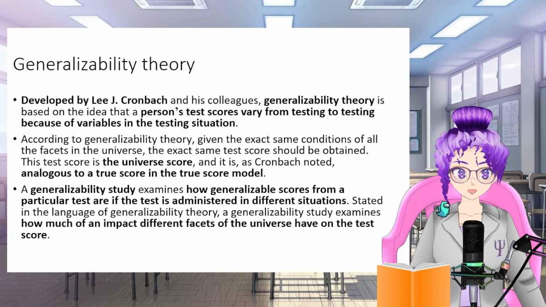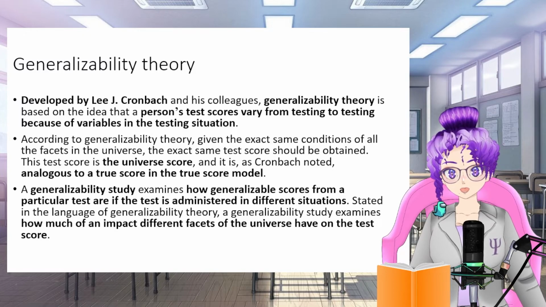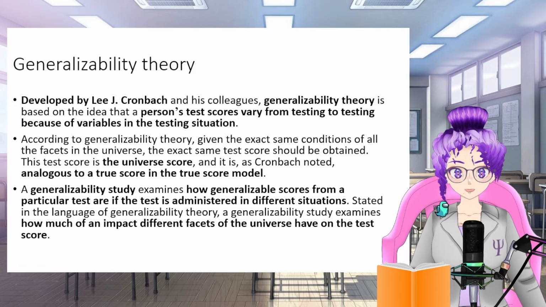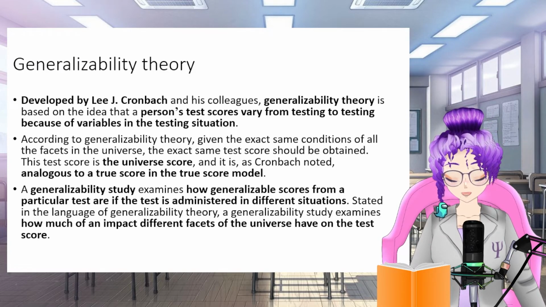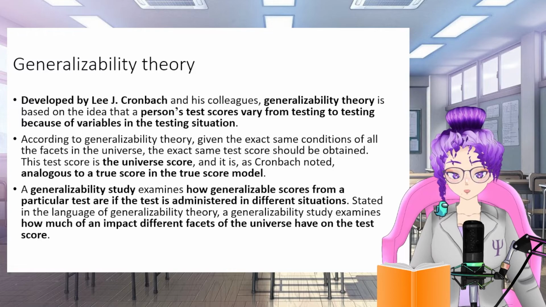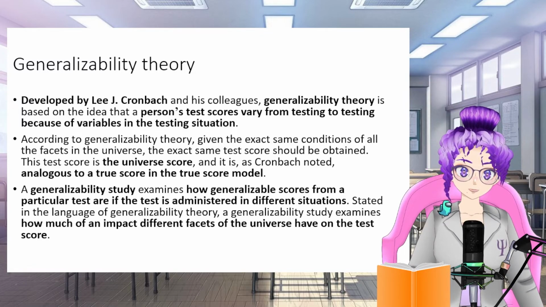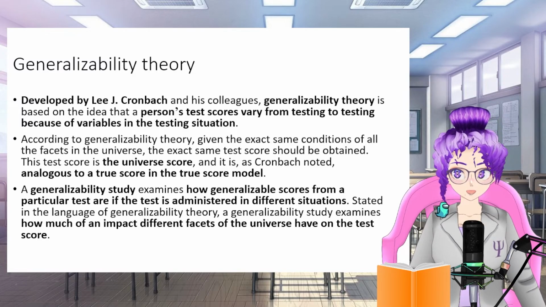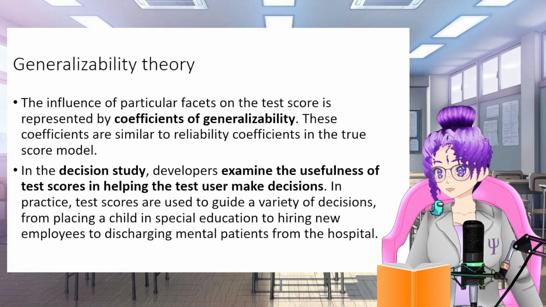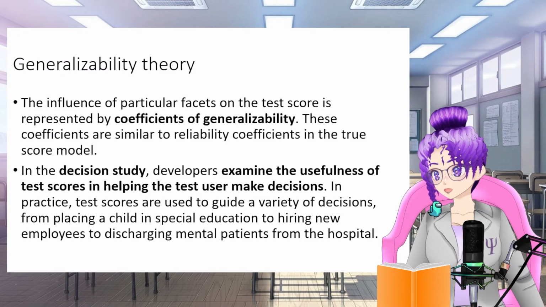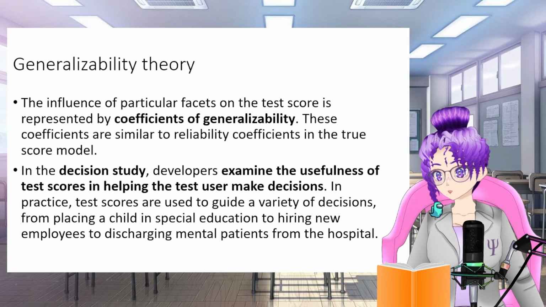I think the generalizability theory is applicable if you want to standardize your test and give it to different applications or different settings. For example, if you want to convert your paper and pen test into a digital or online test, generalizability theory is most applicable here as a measure of reliability. The influence of particular facets on the test score represents the coefficients of generalizability. These coefficients are similar to reliability coefficients in the true score model.